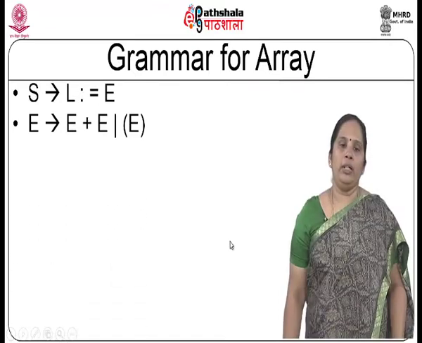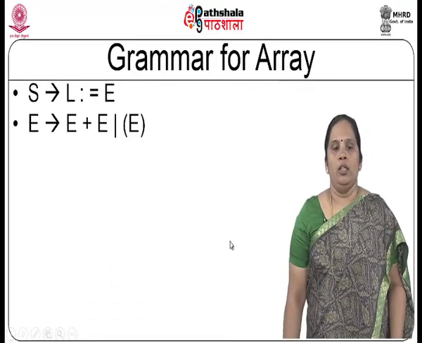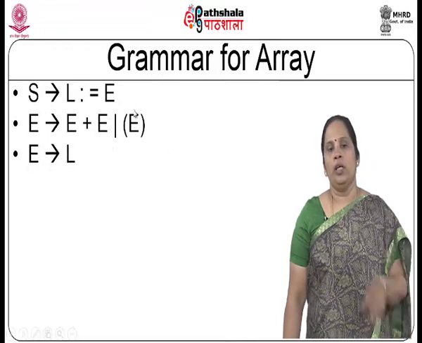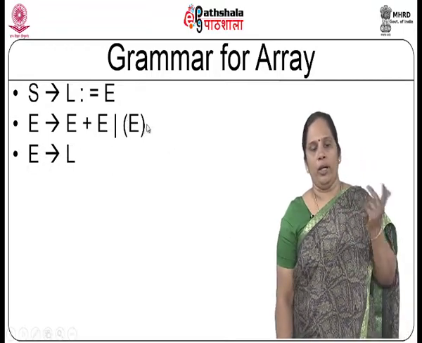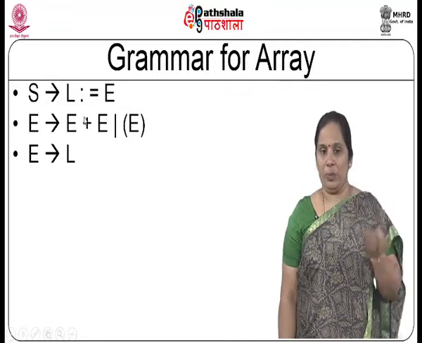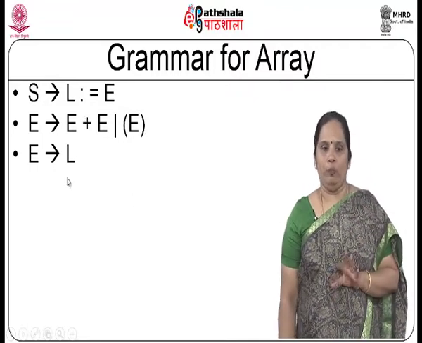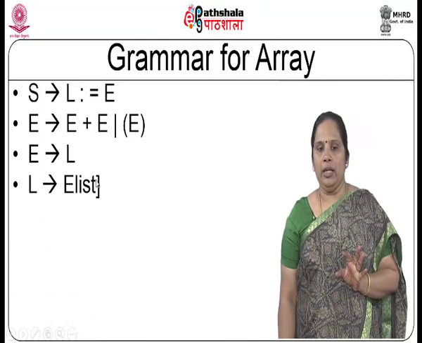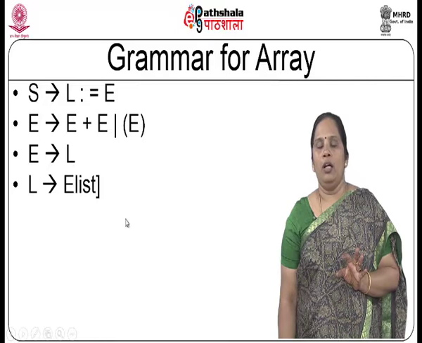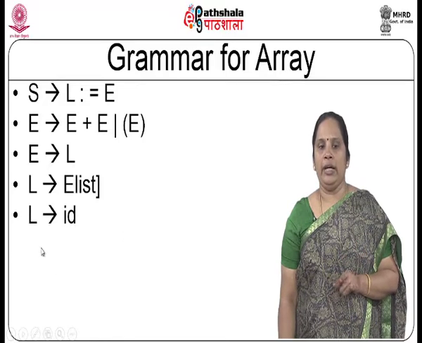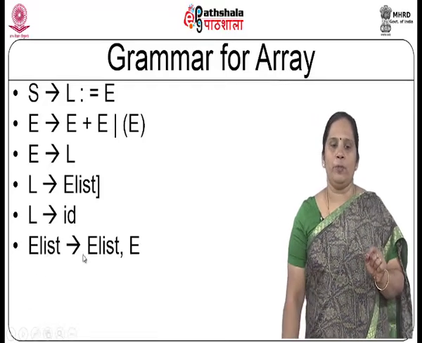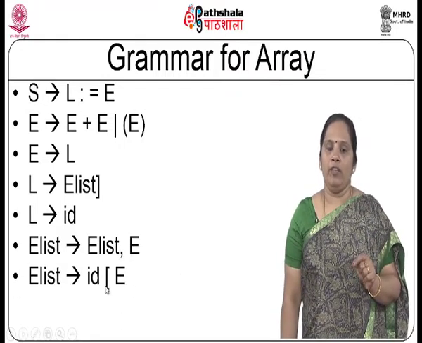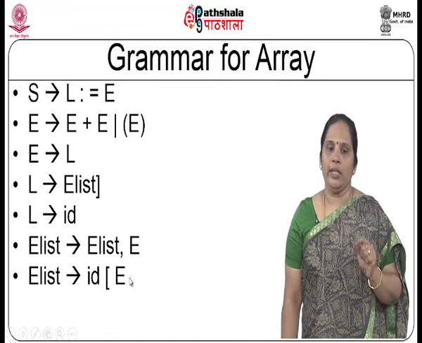So, we have looked at the grammar for arrays. S produces L colon equal to E, E produces E plus E or E. Now, this E can be again E star E or minus E or whatever it is. Whatever we know as expression can be adopted here also. And E produces L, and then L produces Elist followed by close parenthesis. Then I have L produces ID, and then Elist produces Elist comma E, and Elist produces ID followed by open square brackets E.